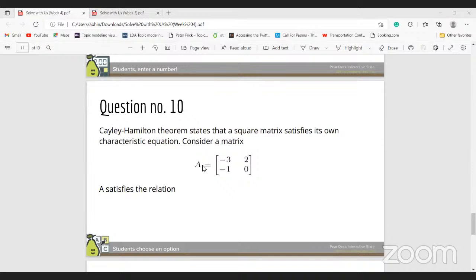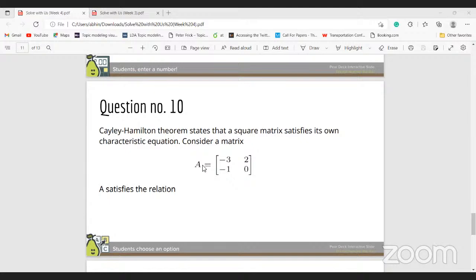For instance, suppose I saw a characteristic equation, lambda square plus 3 lambda plus 2 equals 0. Instead of lambda, put A, and instead of the constant, put I. So I got A square plus 3A plus 2I equal to 0.